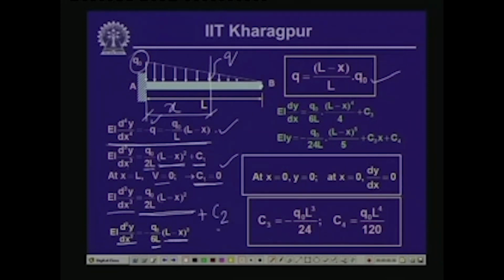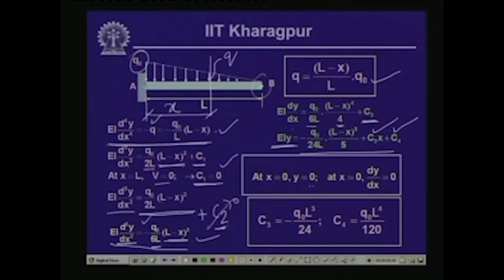the constant C2. Now, at x equals L, again the bending moment is 0. So, that gives us that C2 also is equal to 0. So, this is the expression for the bending moment. Now, if we integrate this further, we have EI dy/dx as equal to q0 by 6L into (L minus x) to the power 4 by 4 plus C3, and consequently EIy is equal to this, where we have unknown constants C3 and C4.